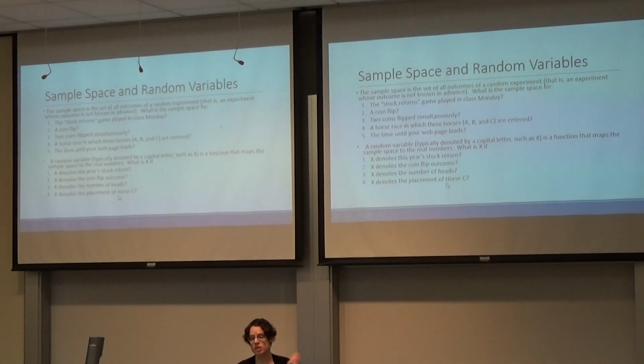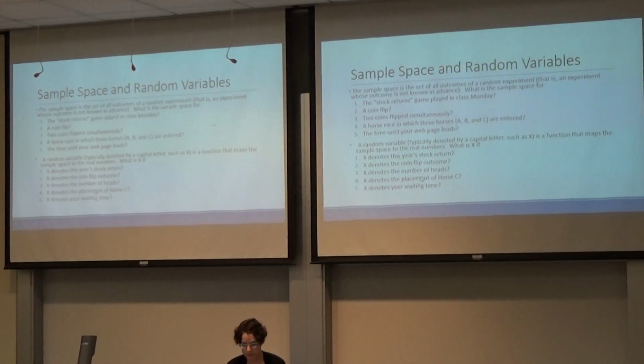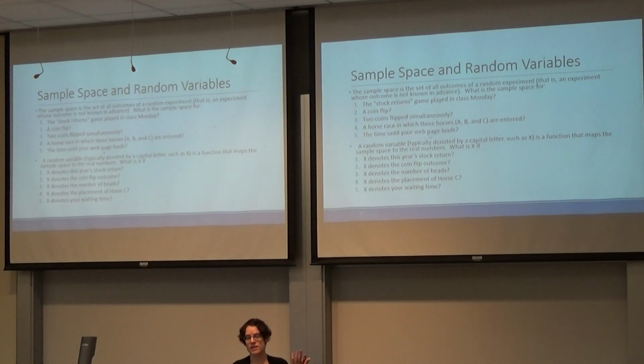Or for example, if I just want the placement of horse C, the random variable just needs to keep track of 1, 2, or 3. And this would be the same if my sample space is time until the web page loads and it is just some positive number, probably in, I don't know, seconds, then my waiting time would just be exactly the elements of the sample space.